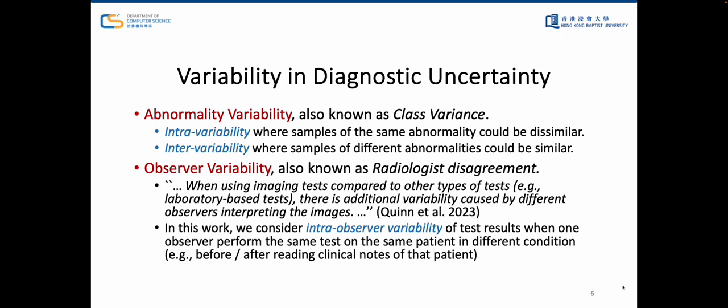For the variabilities in the diagnostic uncertainty, in this work, we mainly consider two kinds of variabilities. The first is abnormality variability, also known as class variance. We consider the intra-abnormality variabilities, where samples of the same abnormality could be dissimilar. And also, we consider the inter-abnormality variabilities, where samples of different abnormalities could be similar. Another kind of variability we consider is the observer variability, also known as radiologist disagreement.